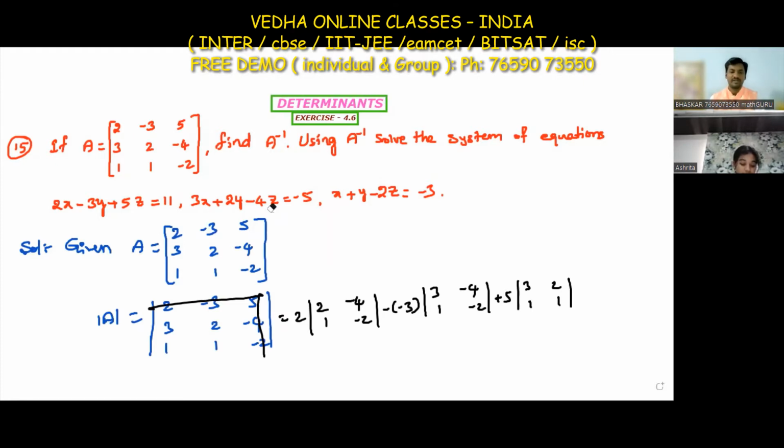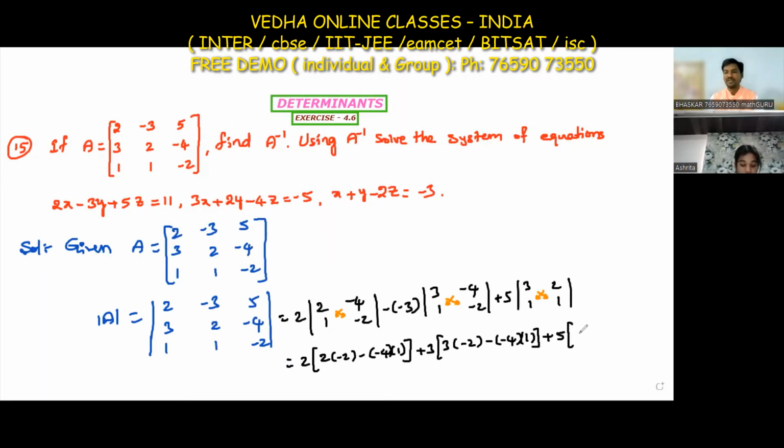Now we have to find the determinant of 2 by 2. Here, how do we multiply? The product of these two minus the product of these two. So that means here 2 into minus 2 minus 4 into 1. Minus into minus plus 3 into, okay, 3 into minus 2 minus 4 into 1, plus 5 into, okay, here 3 into 1 minus 2 into 1.